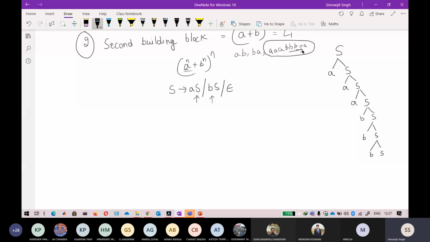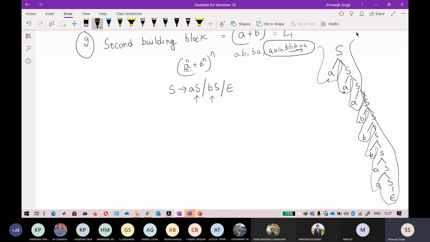Now I again want 2 a's. You can get 2 a's because s tends to either as or bs, so you can get as and as. Now if you want to stop it, you will stop it with epsilon. If you parse it, top to bottom, left to right, you will get a, b, b, b, a, and then epsilon. So this kind of string is also generated by this.